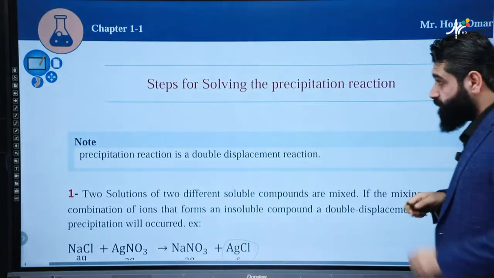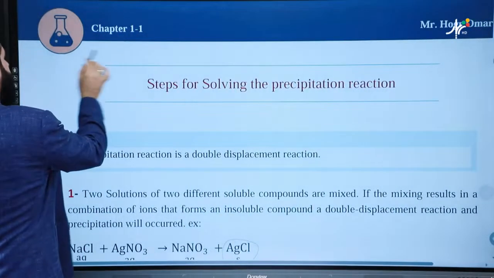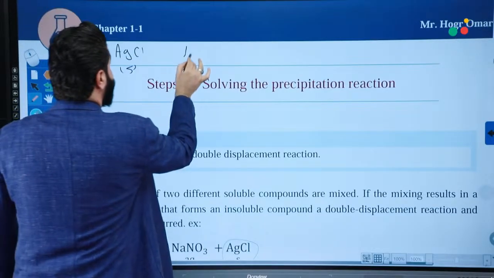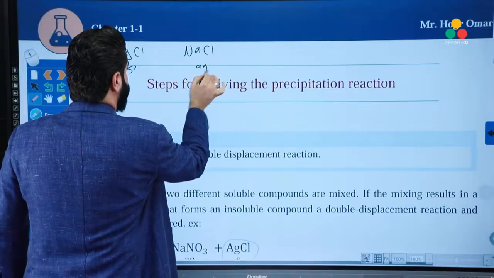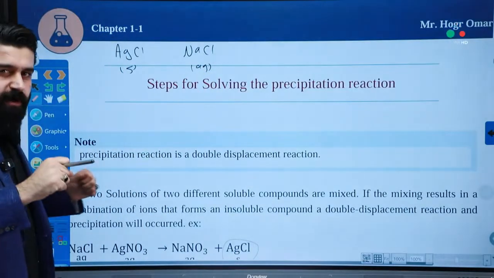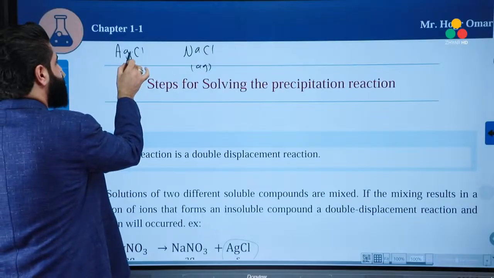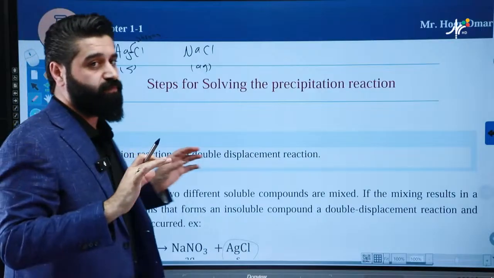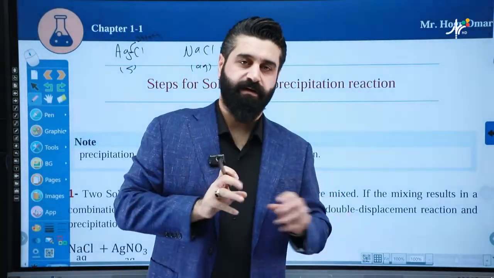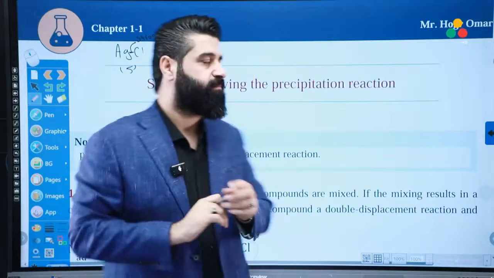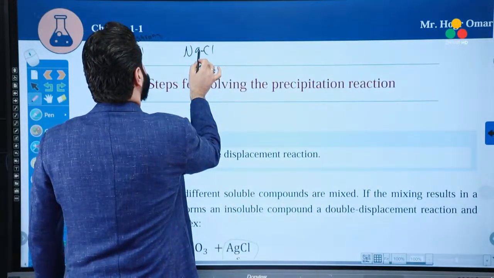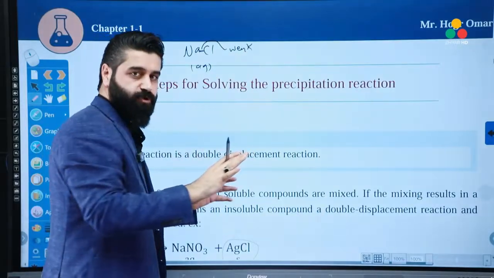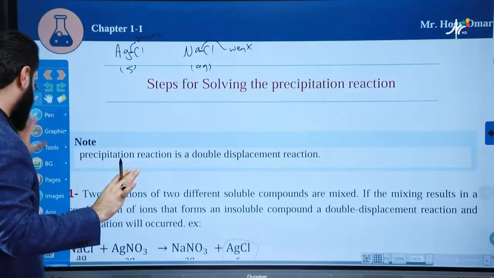Look, first, if I tell you why AgCl is a solid substance, but NaCl is aqueous. Why? This is because of the strength of the bond. Here, the bond is very strong. It is stronger than the attraction of water. Water molecules cannot overcome this attraction force. It will stay as it is. But here, the attraction is weaker than the attraction of water, so it will become destroyed. Okay? Be careful about this.